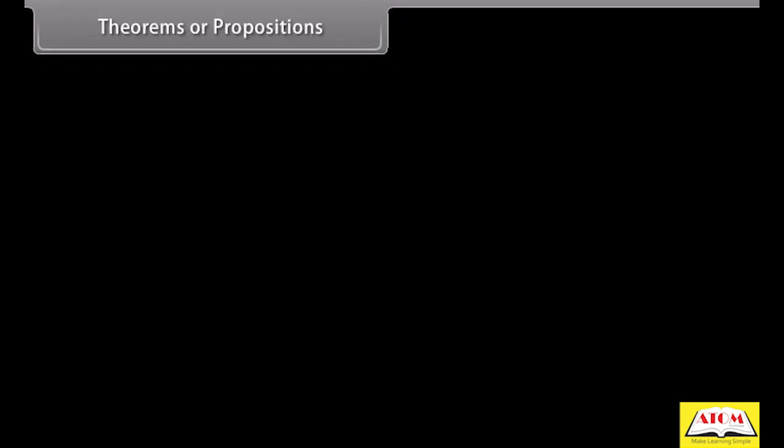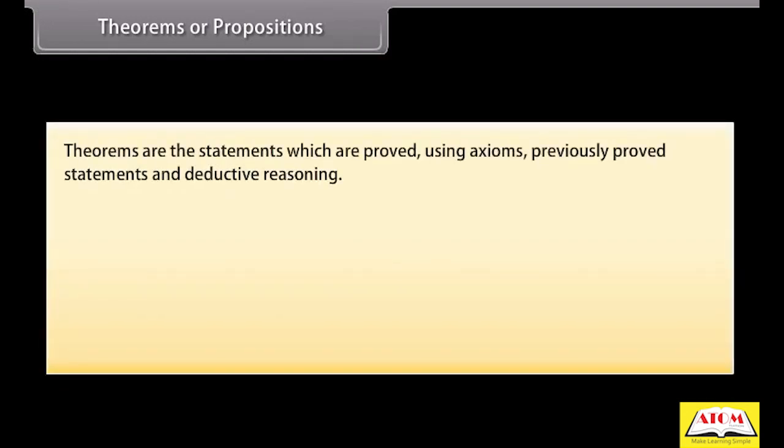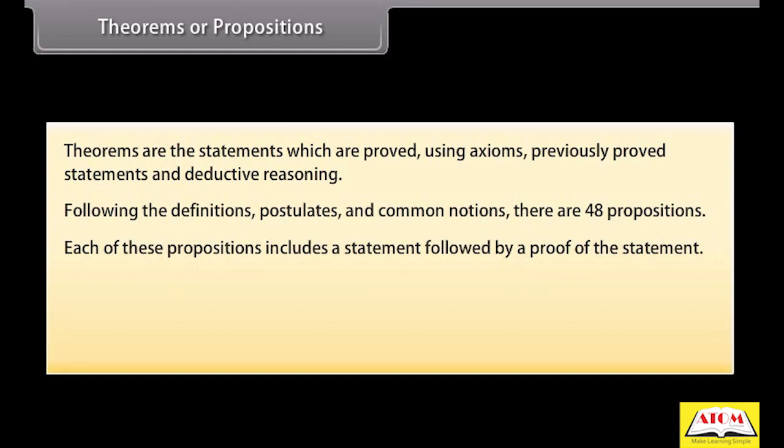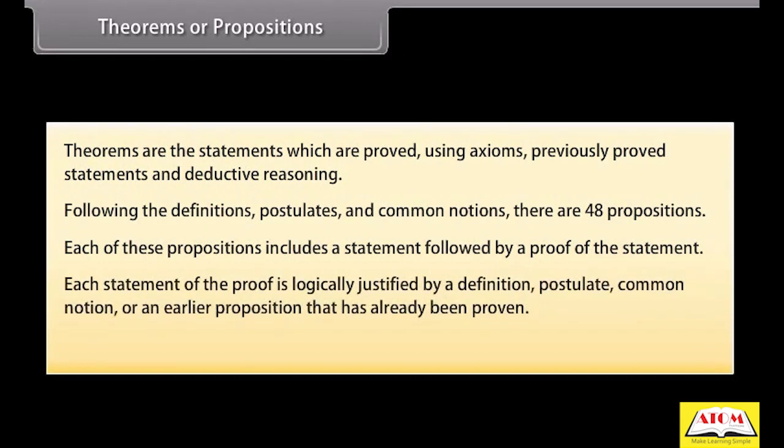Theorems or propositions. Theorems are the statements which are proved using axioms, previously proved statements, and deductive reasoning. Following the definitions, postulates, and common notions, there are 48 propositions. Each of these propositions includes a statement followed by a proof of the statement. Each statement of the proof is logically justified by a definition, postulate, common notion, or an earlier proposition that has already been proven. Some of the propositions are constructions.